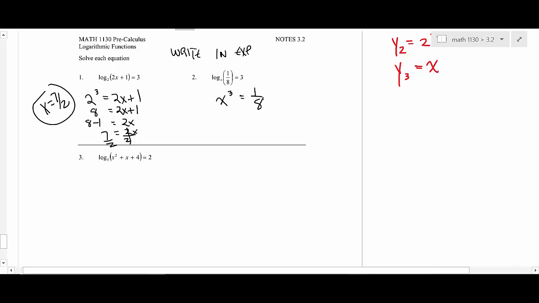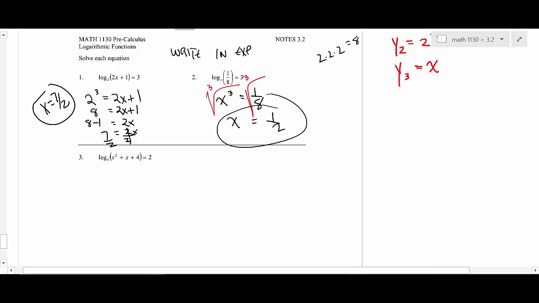Okay, how do you solve an equation if it's x to the third equals something? What do you do to both sides? Cube root, right, just like you do a square root if it was x squared. You want to do a cube root of both sides. So that would be x. What's the cube root of 1? 1. What's the cube root of 8? 2, because 2 times 2 times 2 is equal to 8. So the answer to that problem is 1/2.